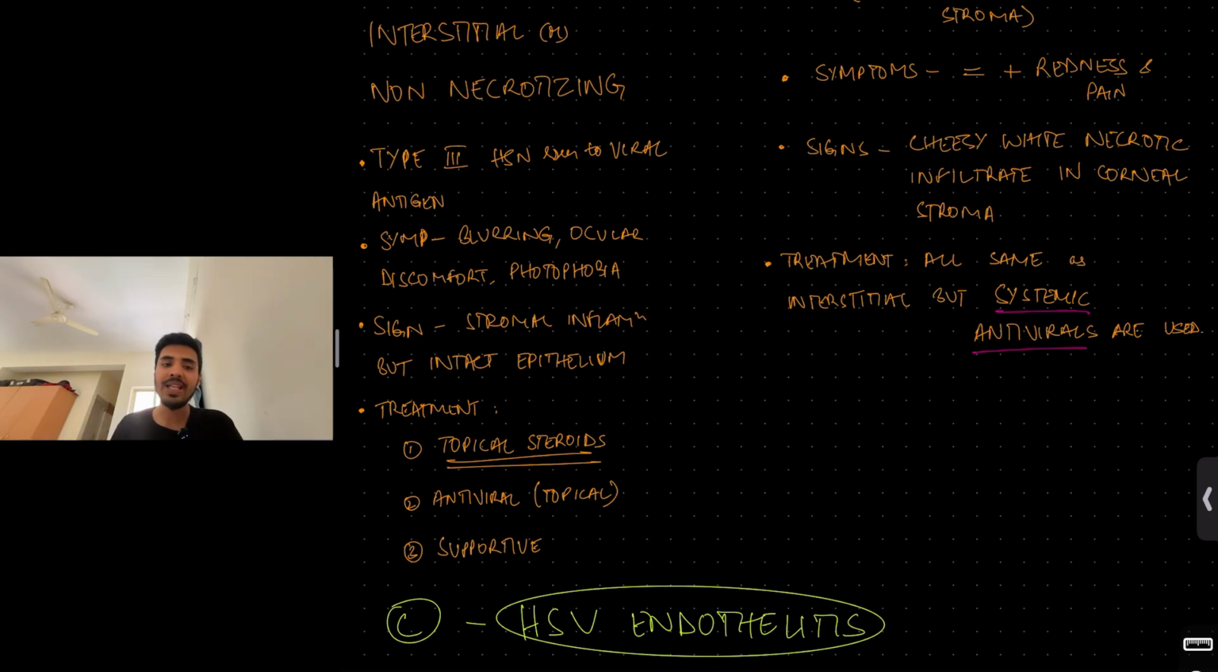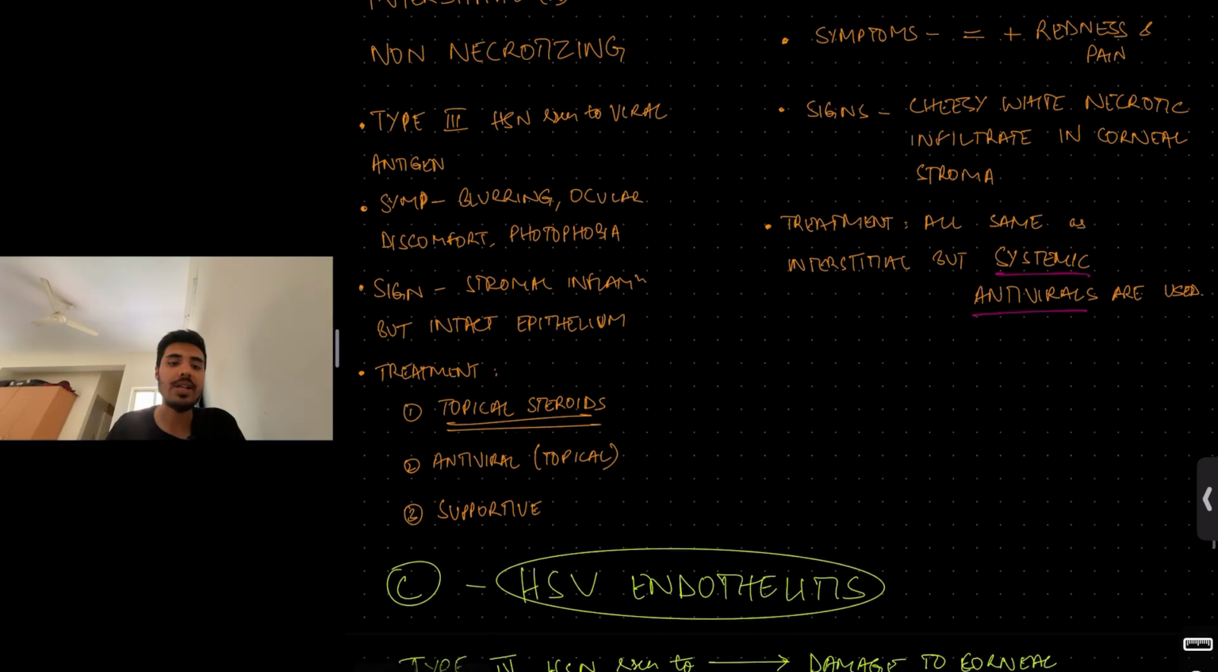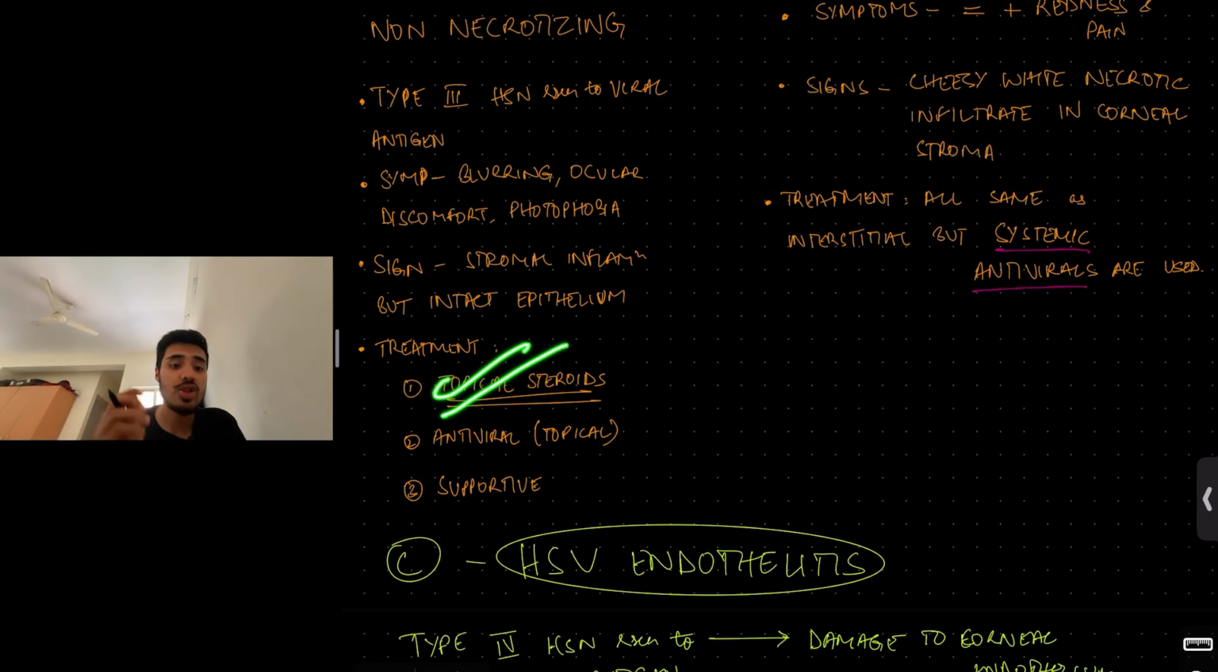Because the epithelium is intact, you can give steroids. Why? Because there is no risk of severe epithelial thinning. So we can give topical steroids so that the inflammation is suppressed. Apart from that, we'll give standard topical antiviral and supportive therapy like atropine, dark goggles, anti-inflammatory analgesics, etc. So that is why we give topical steroids, important.